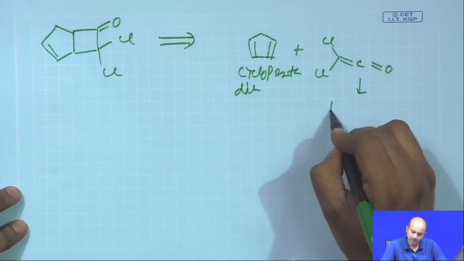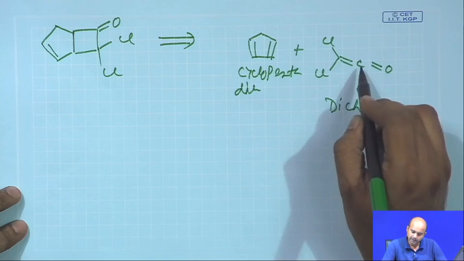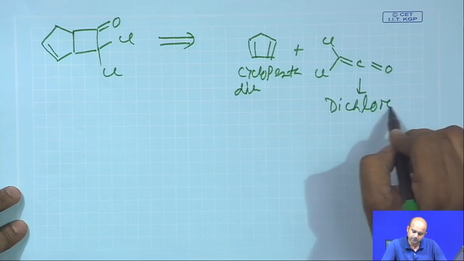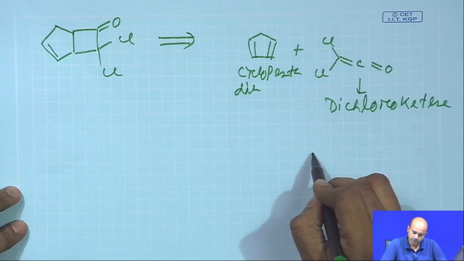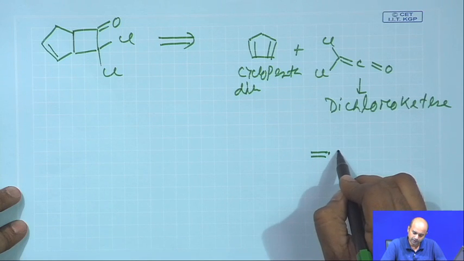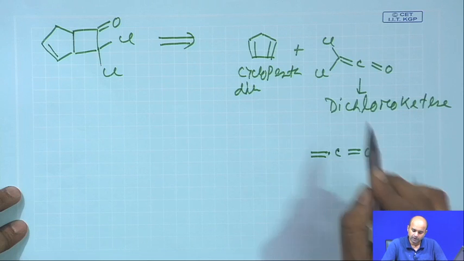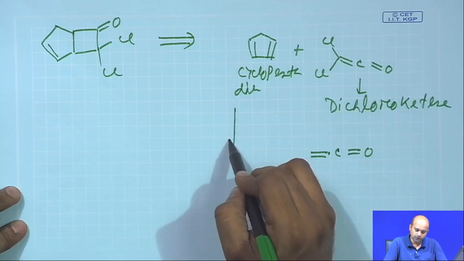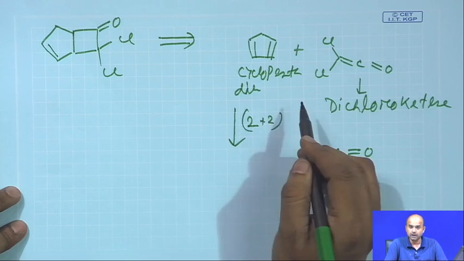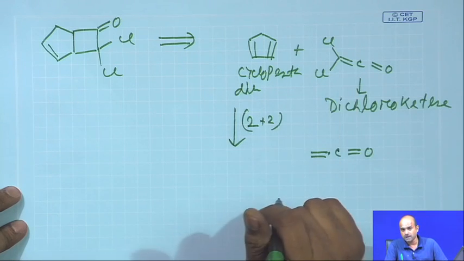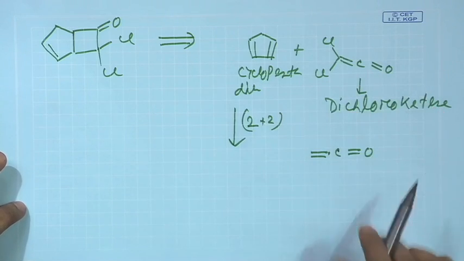This compound is dichloroketene. Ketenes are specific compounds which have this kind of functional group. This is named as ketene. Now, ketene can undergo 2+2 cycloaddition under thermal conditions. By simple chemical logic, we know that 2+2 reaction can occur under light, but ketene has a specific molecular orbital alignment which allows it to undergo 2+2 cycloaddition.